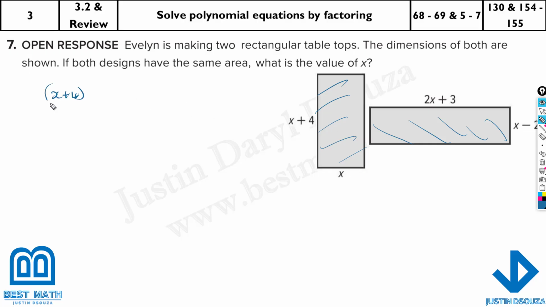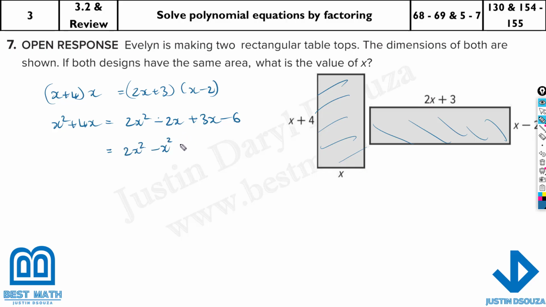X plus 4 times x, that will be equal to what? 2x plus 3 times x minus 2. So let's just do the multiplication. X times x is x squared plus 4x, that will be equal to 2x squared minus 2x plus 3x and minus 6. Now let's leave all this over here because 2x squared is bigger. I'll take all these left terms over here to the right. It'll be 2x squared minus x squared.